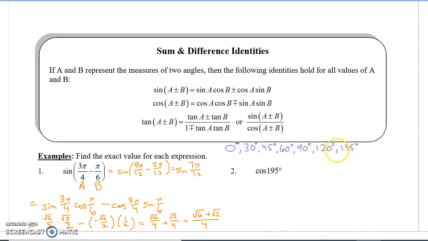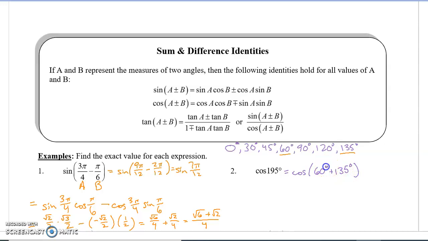And I'm starting to look at these and say, okay, I'm starting to get close to 195. I'm wondering if two numbers in this list might add together to get 195. And I'm seeing that right here, that 30 and 135. Nope, I'm not seeing that right there, am I? 60 and 135 add up to 195. So this is useful because now I can rewrite this as the cosine of 60 degrees plus 135 degrees.